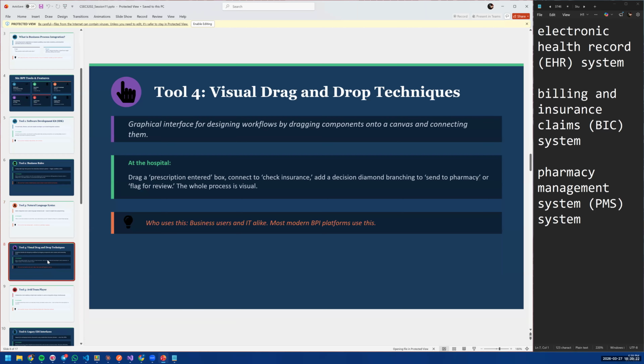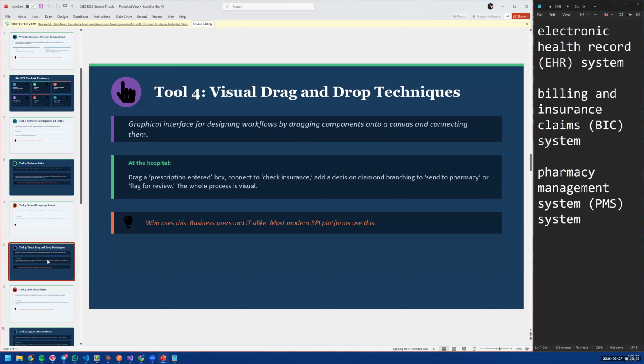Okay, so to go even further on the technical spectrum, this one is my least favorite because it's the least technical: the visual drag and drop techniques. Just by looking at the name, you should be able to get an idea of how we can use this to define business logic.